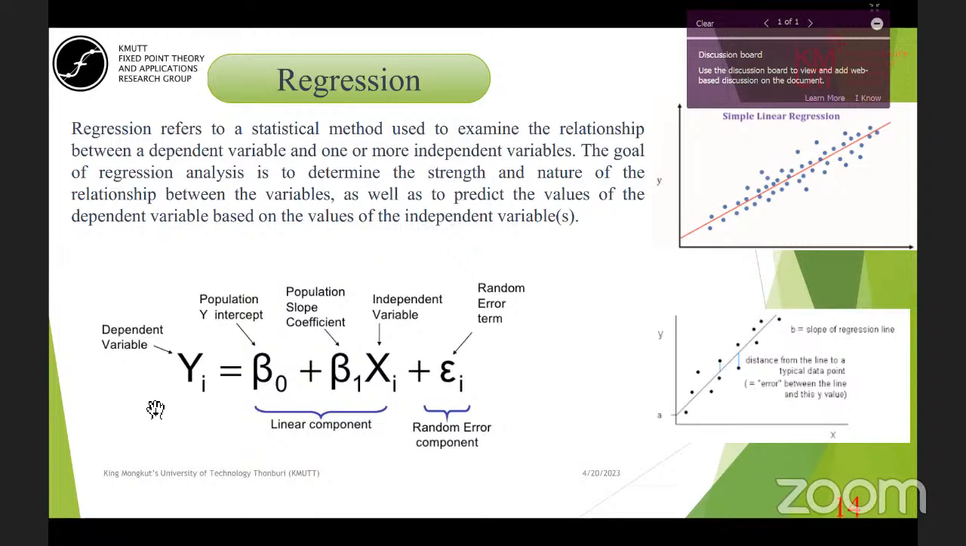This is the mathematical form of regression, where y is the dependent variable, beta 0 is the population y-intercept, and beta 1 is the population slope coefficient, and xi is an independent variable. Here xi represents the many independent variables, and similarly yi represents the many dependent variables, and ei is the random error.